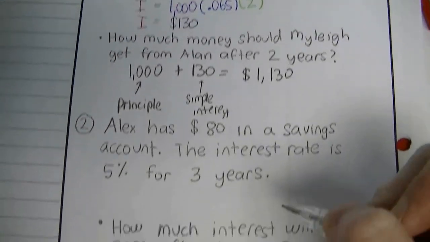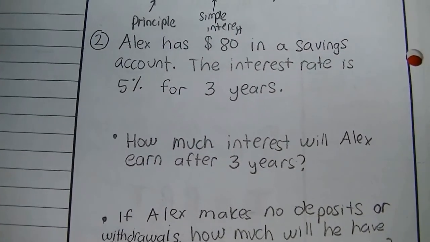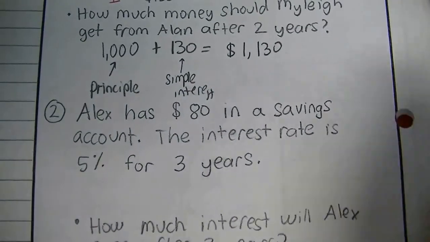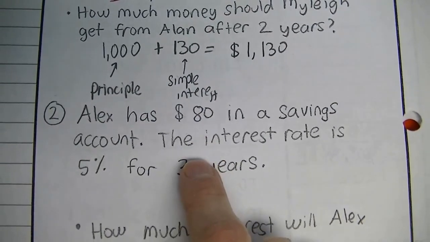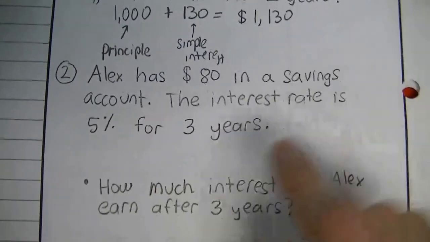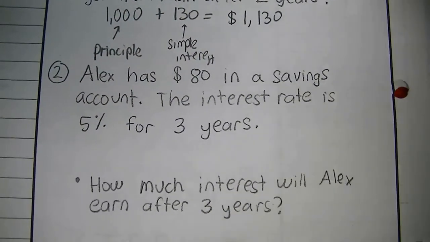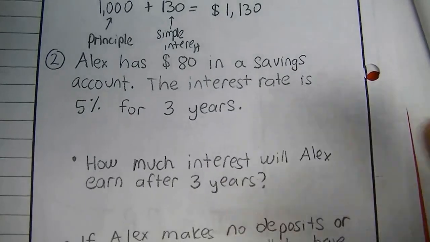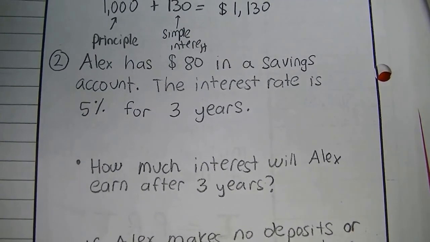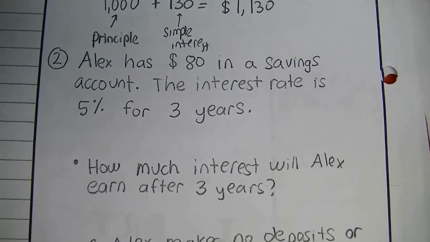Okay, the next problem. I want you to pause the video and try to answer it yourself. If you get a little stuck, please refer to problem number 1. Alex has $80 in a savings account. The interest rate is 5% for 3 years. How much interest will Alex earn after 3 years? So see, his money is in the bank. The bank is loaning Alex's money out to other people. So since Alex is letting that happen, Alex gets money in his savings account from the bank.